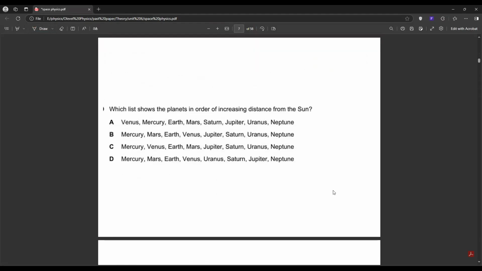Let's move ahead. Which list shows the planets in order of increasing distance from the Sun? Venus, Mercury, Earth? No. Mercury should come first, then Venus, then Earth, Mars, Jupiter, Saturn, Uranus, Neptune. C is your answer. I would advise you guys to learn this list.